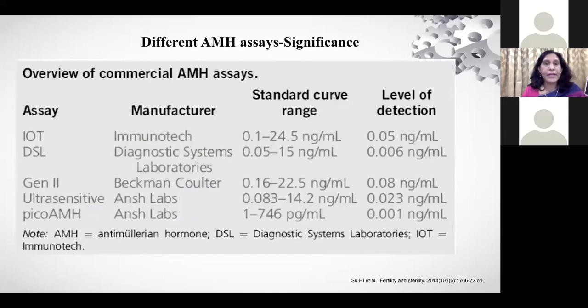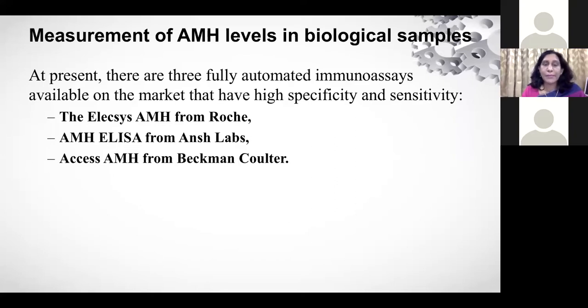So there are different AMH assays, and they have different significance and different levels of detection, and by different manufacturers. At present, there are 3 fully automated immunoassays available on the market that have high specificity and sensitivity: Elecsys AMH from Roche, AMH ELISA from AMH Labs, Access AMH from Beckman Coulter.